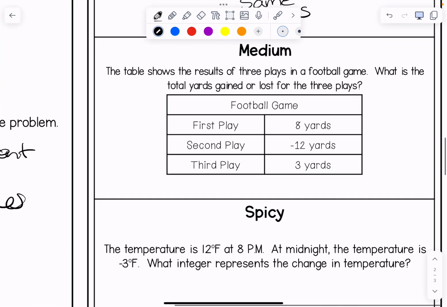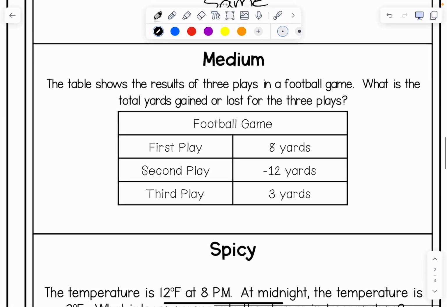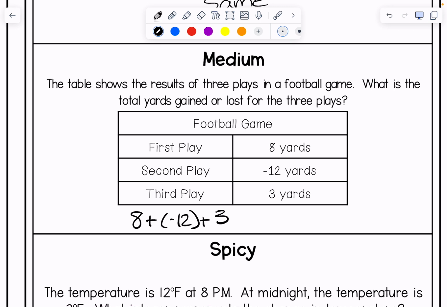The table shows the results of 3 plays in a football game. What's the total yards gained or lost for the 3 plays? So the first play, they gain 8 yards. Then the second play, they lose 12 yards. And the third play, they're gaining 3 yards. So one way we could write this out is 8 plus -12 plus 3.